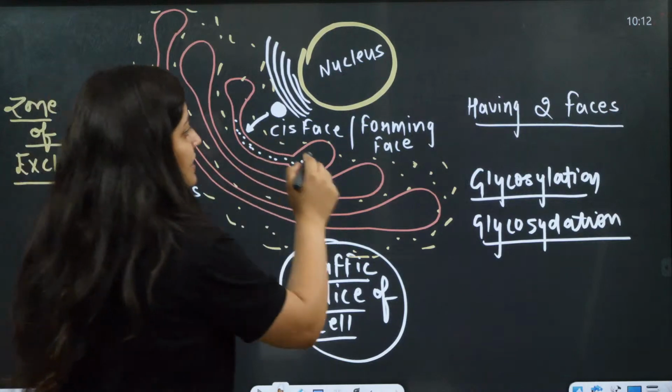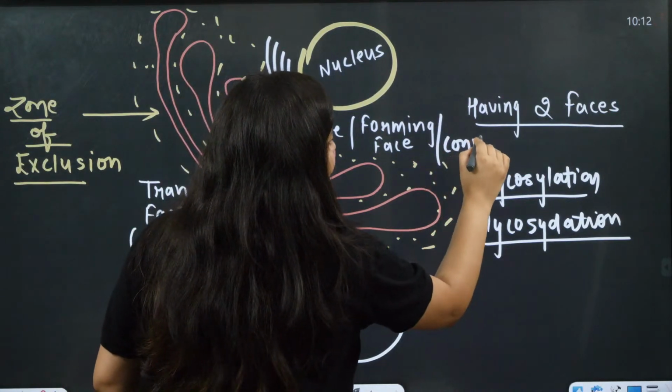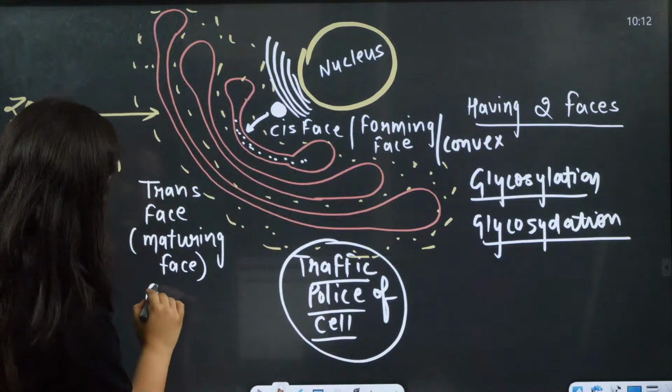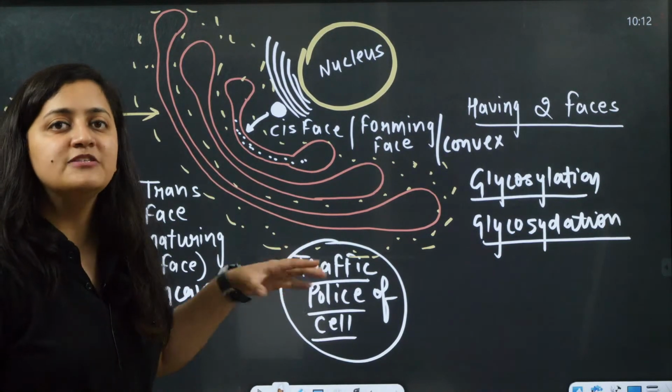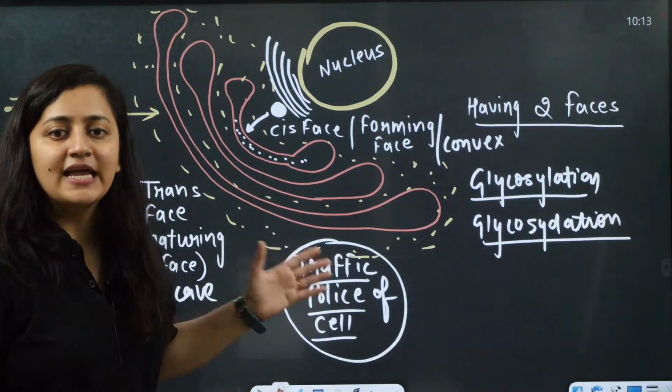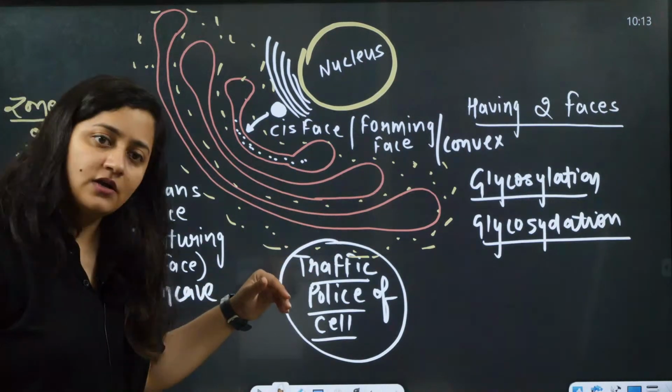Yes Prasanna, you can mention it. It is the convex phase, it is the concave phase. Very good. Are you getting it? So it is the traffic police of the cell. It helps in sorting and arrangement, right? Getting my point?